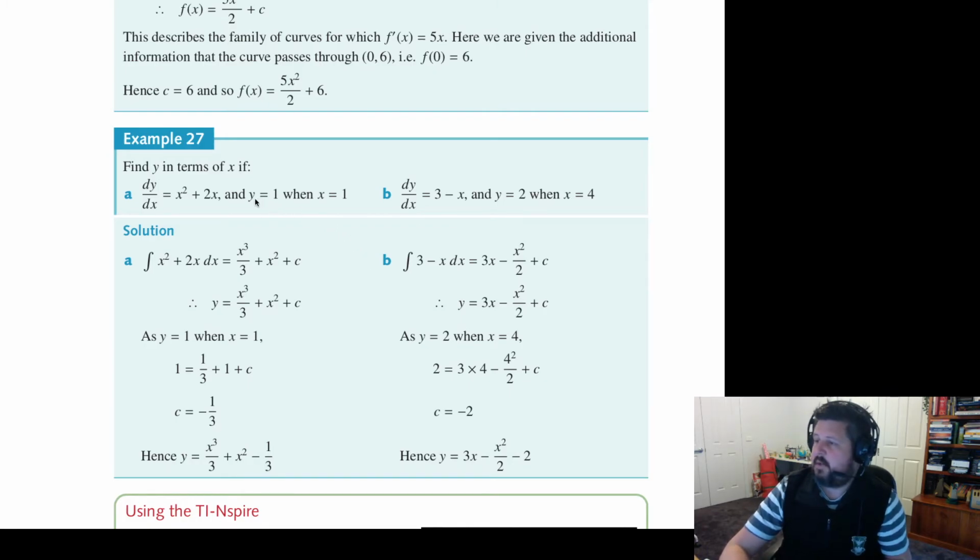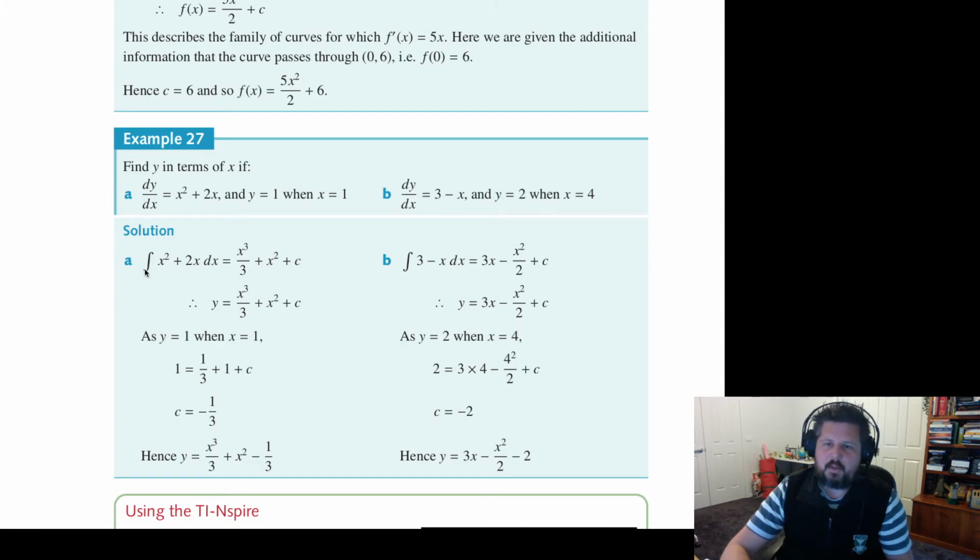It says find y in terms of x if dy dx is equal to x squared plus 2x, and they're giving us some additional information. We've got y is equal to 1 when x is equal to 1. So again, we've got the derivative. We are going to be required to find out the antiderivative to find out what the original function was, and then we can substitute these in to find out what that c value is.